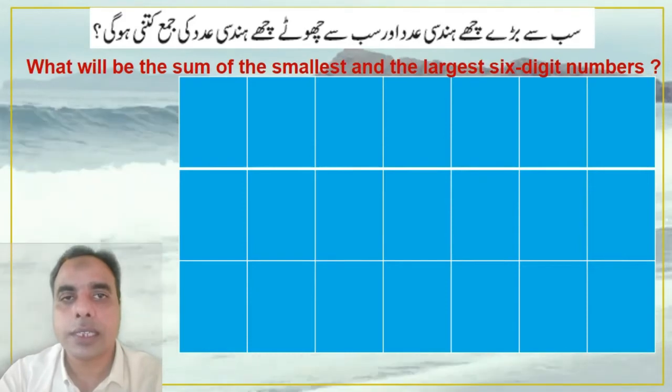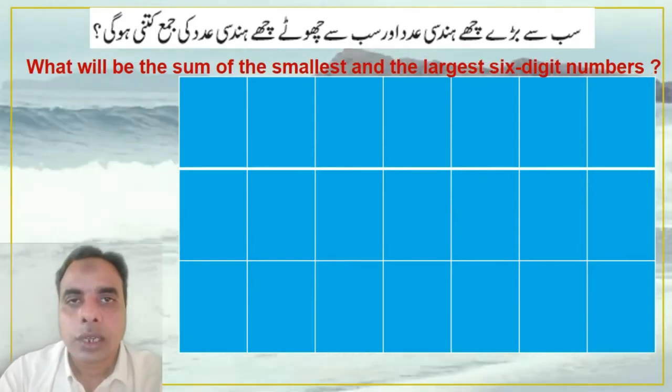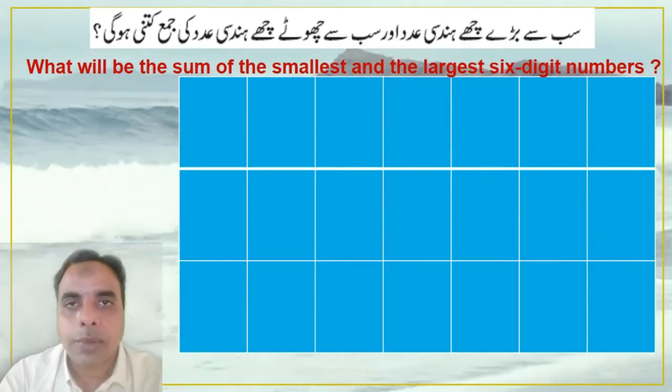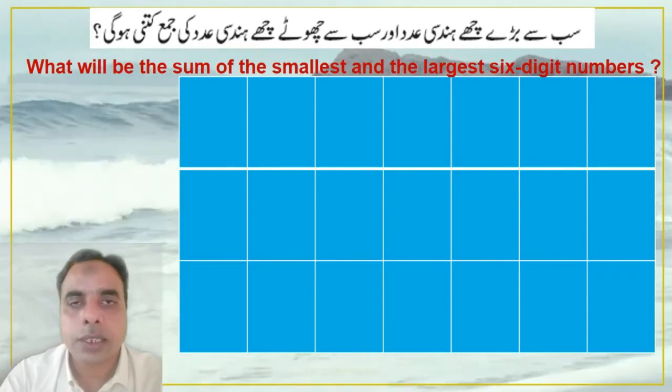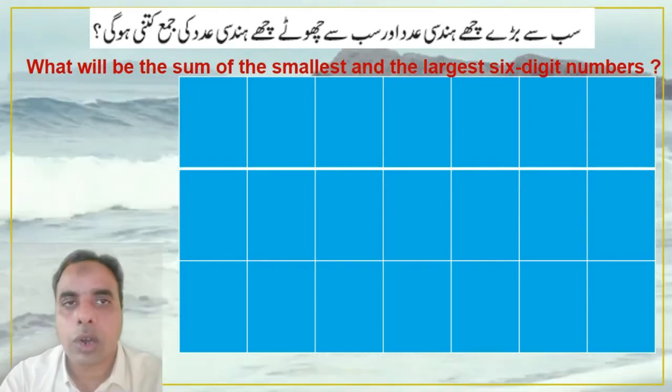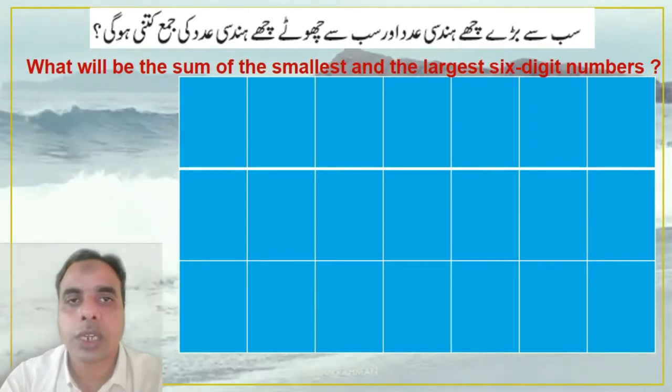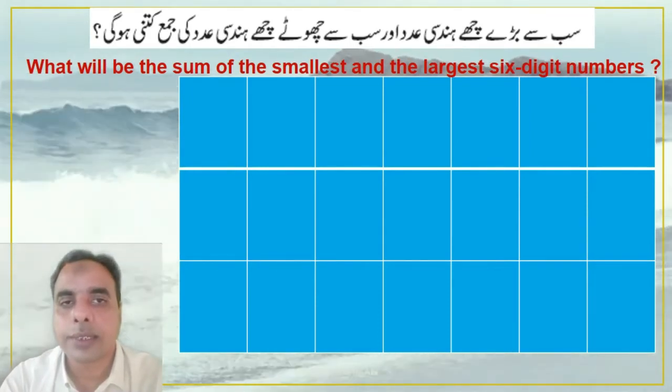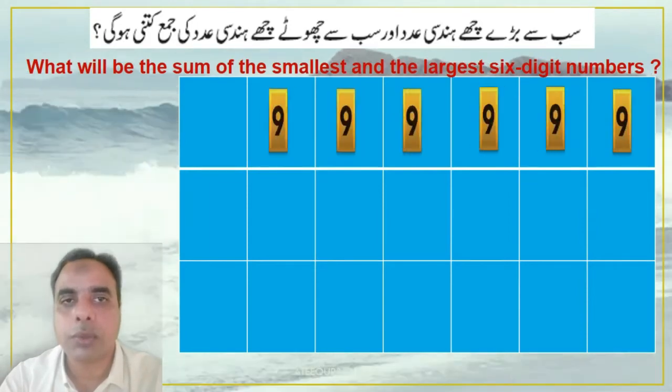So like this we can do the exercises. Okay, now we are supposed to do another question from this same exercise. The question is, what is the sum of the largest and smallest 6-digit numbers?